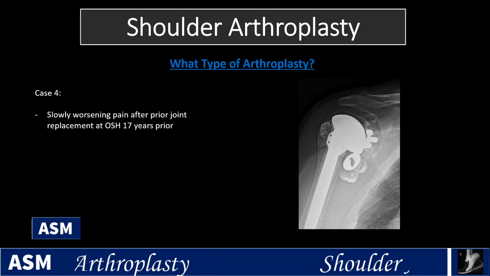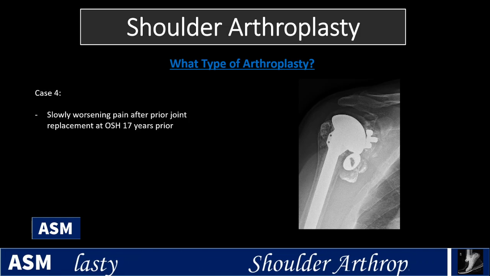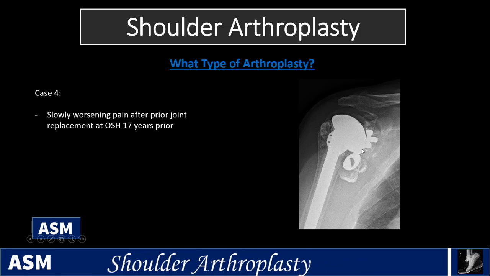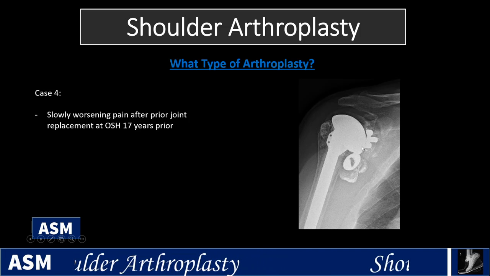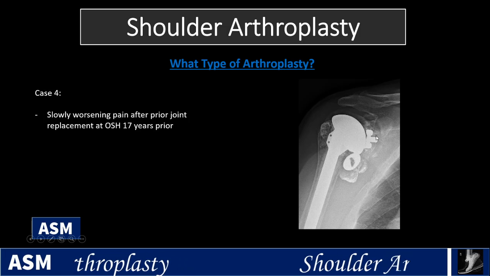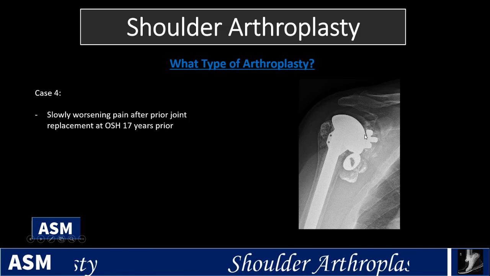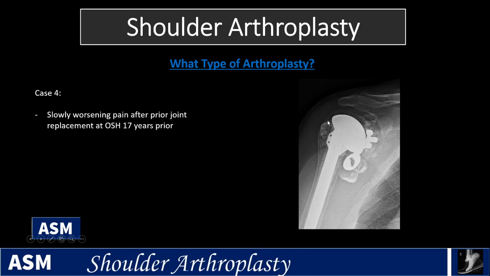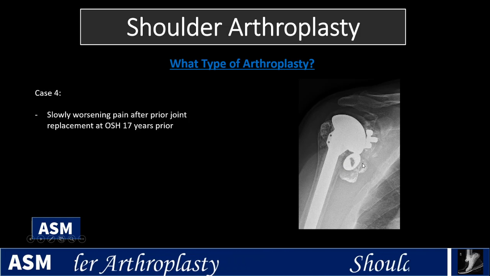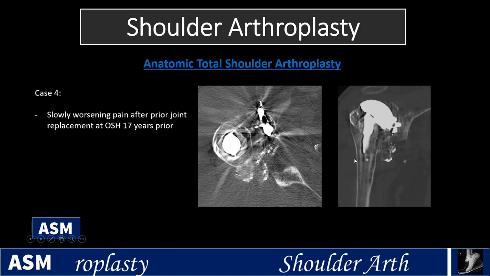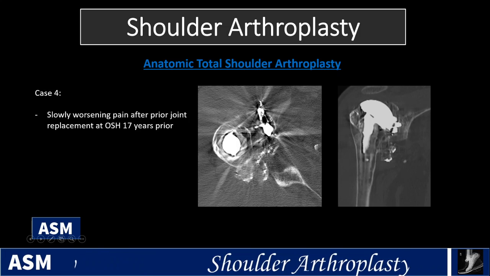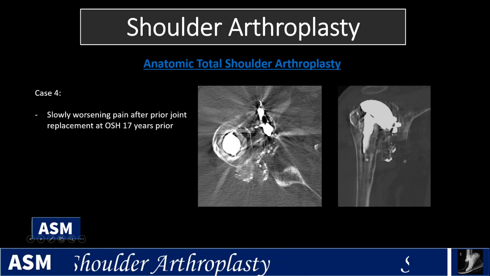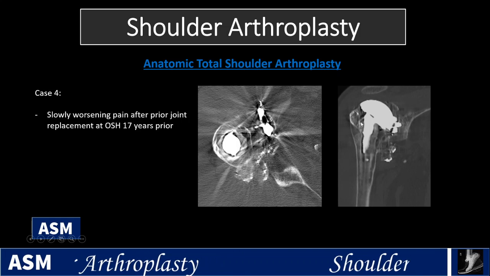Case 4, slowly worsening pain after prior joint replacement outside hospital 17 years ago. What type of arthroplasty? So this is an anatomic total shoulder arthroplasty. You can see it's a combined metal and polyethylene, and there's a piece of metal down here, and then there's this high density material near the greater tuberosity and filling up the joint here. CT scan shows this metallic structure here anteriorly within the joint, and all this metal debris inside of the joint here and eroding the greater tuberosity there.